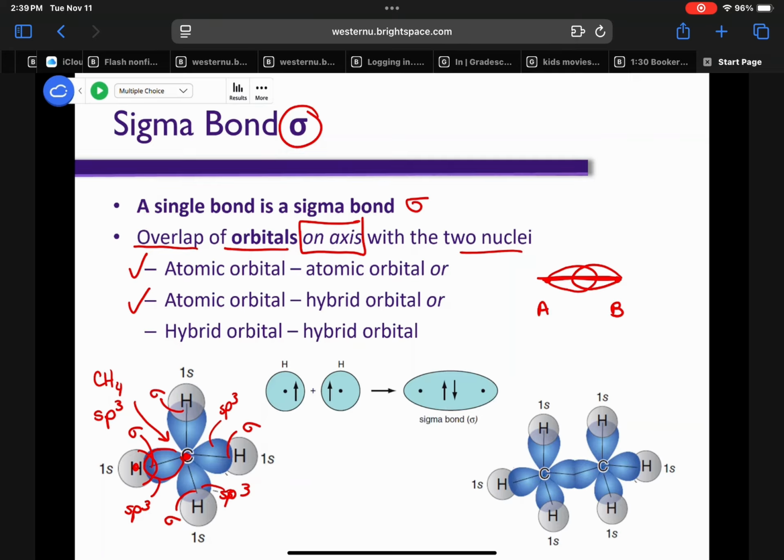This could also happen by overlapping hybridized orbitals. So an sp3 orbital from one carbon and an sp3 orbital from another carbon could also form a sigma bond. Now in these hybridized orbitals, we could have bonding electrons, we could have non-bonding electrons, but when they overlap, that becomes a sigma bond.